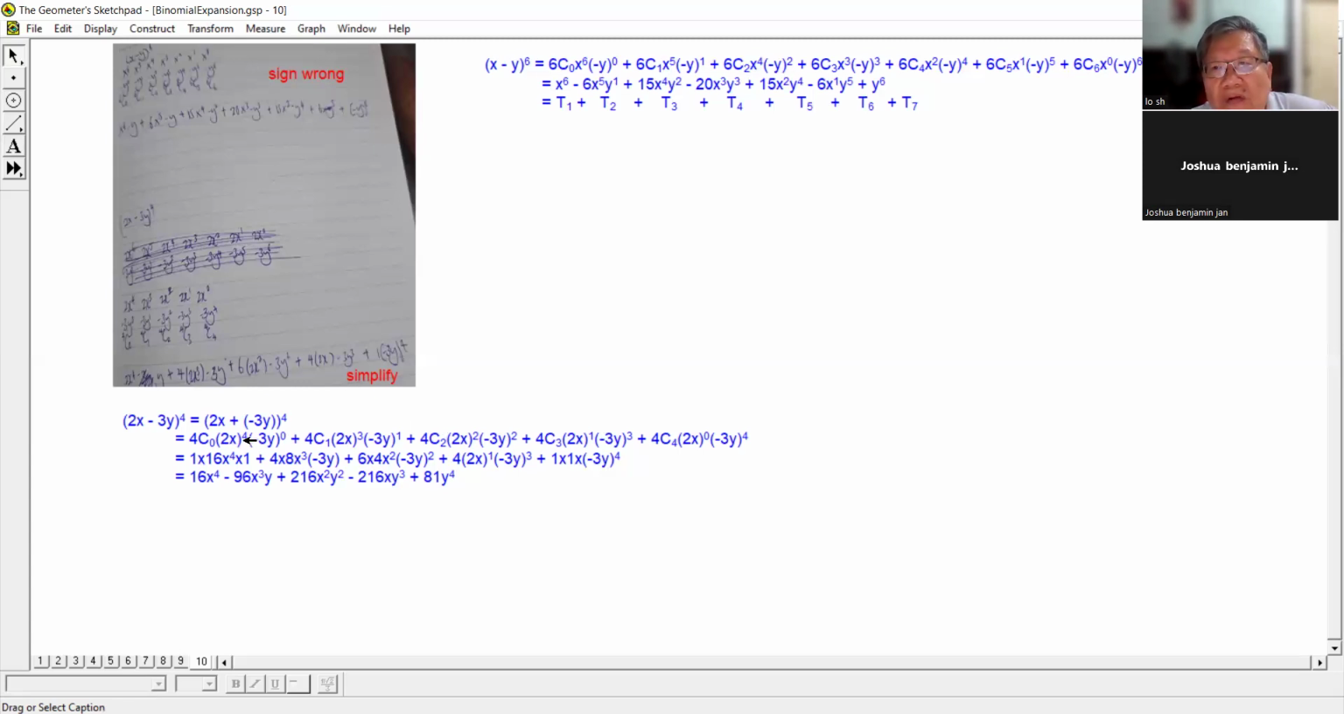2x to the power of 4. Now, 2x to the power of 4, the 2 also got raised to the power 4.